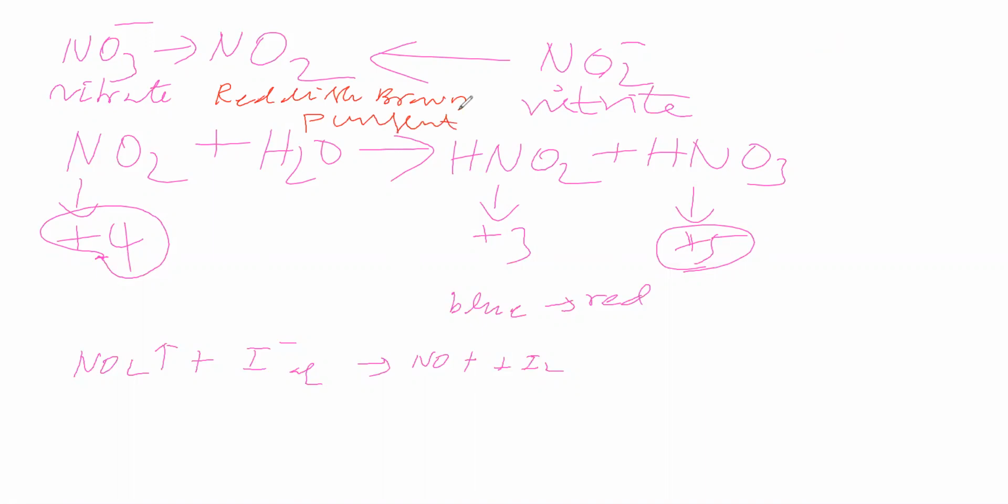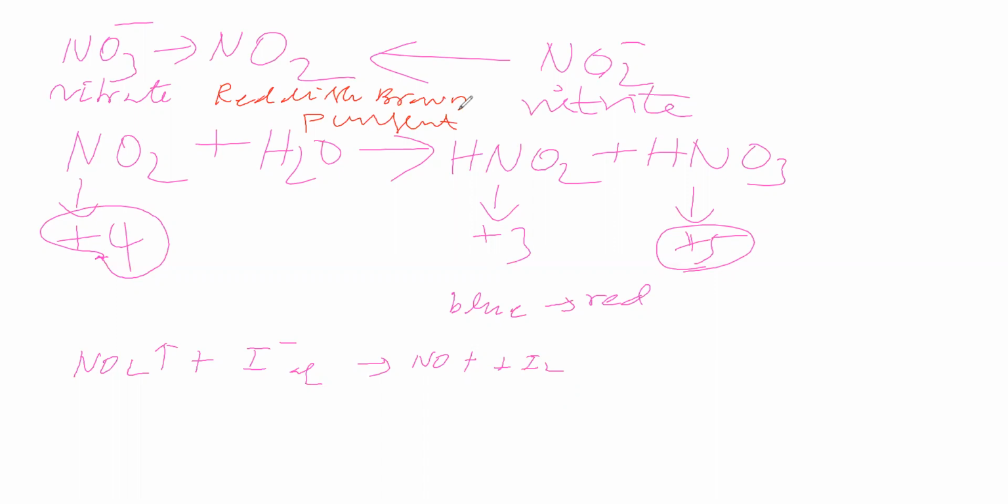Now which substance have we already seen that is reddish brown? That is bromine vapors. Bromine vapors are reddish brown, NO2 vapors also reddish brown. Bromine is pungent, NO2 also pungent. Bromine turns blue litmus into red, NO2 also turns blue litmus into red.